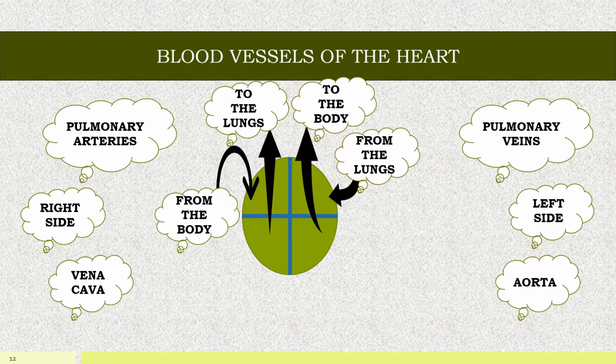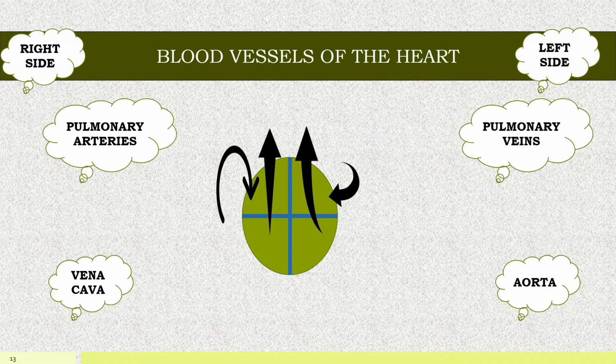So from the body to the heart is called the Vena Cava. From the heart to the lungs are the pulmonary arteries. From the lungs to the heart are the pulmonary veins. And from the heart to all parts of the body is called the aorta. So the blood vessels of the heart are vena cava and pulmonary arteries, aorta and pulmonary veins.